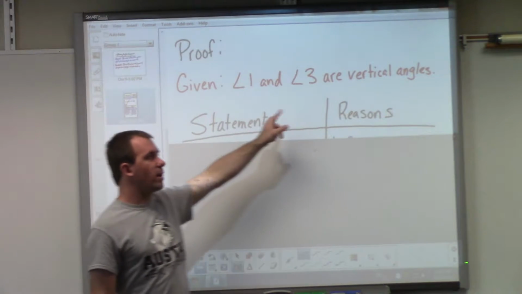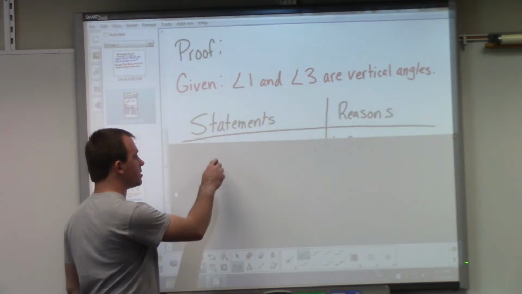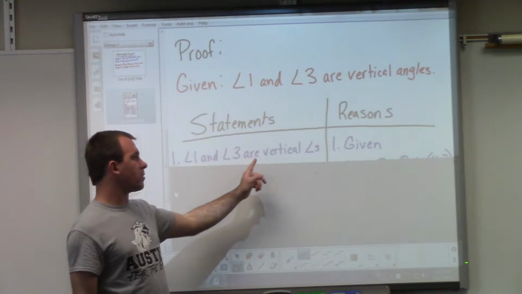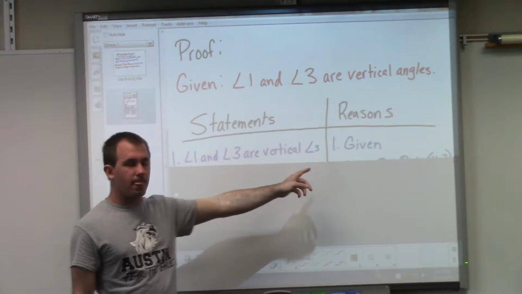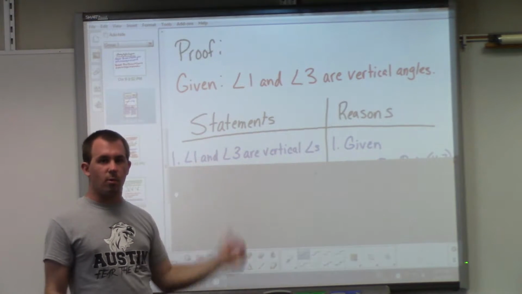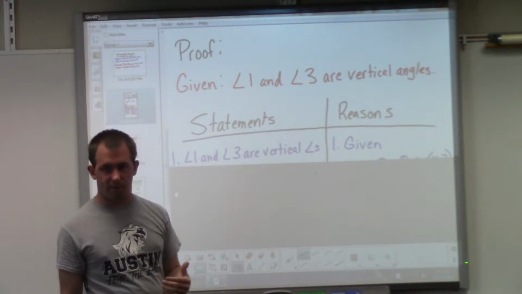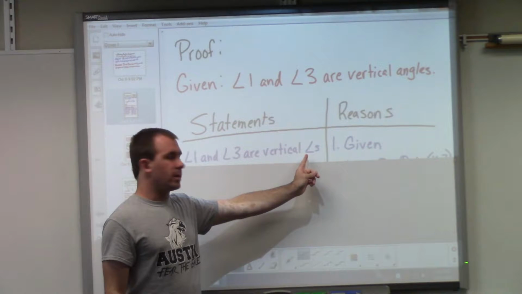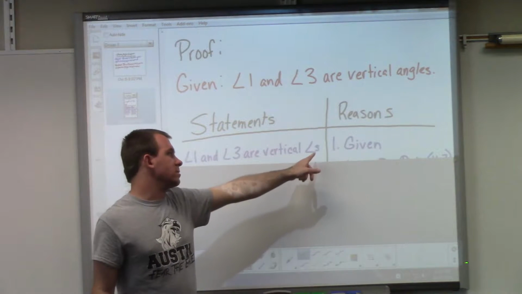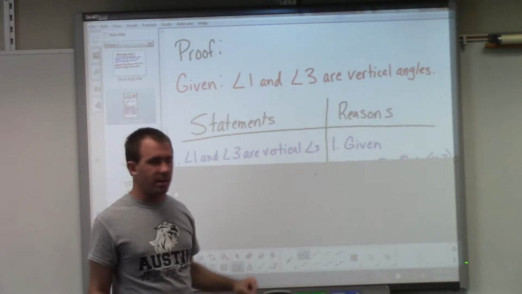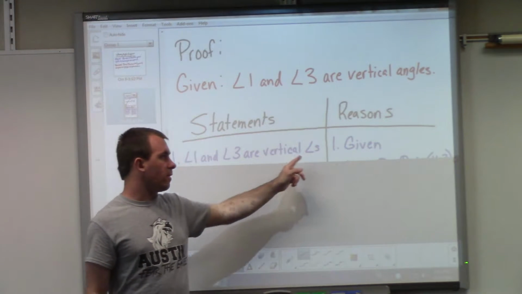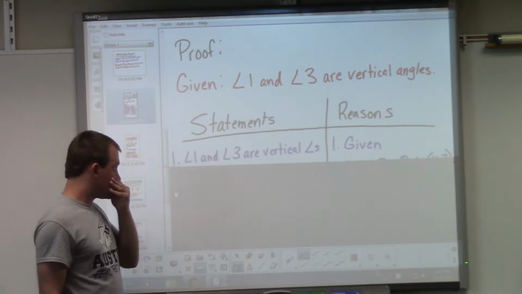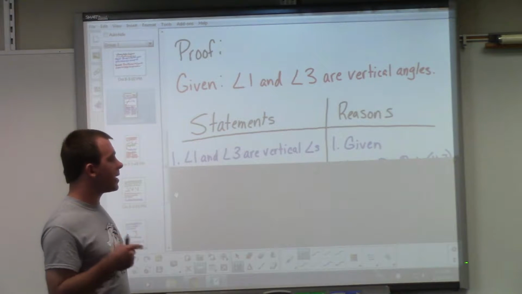We are given angle 1 and angle 3 are vertical angles. So that's what we're going to state first, and we're going to say it is given. Angle 1 and angle 3 are vertical angles. Now right here, you'll notice I'll start using this more, otherwise we're going to be putting up a lot of words. I'm going to start using abbreviations and symbols for some words. Using the angle symbol for the word angles. And if I'm talking about plural, I put a little s at the end. So angle 1 and angle 3 are vertical angles. Reason? It's given.